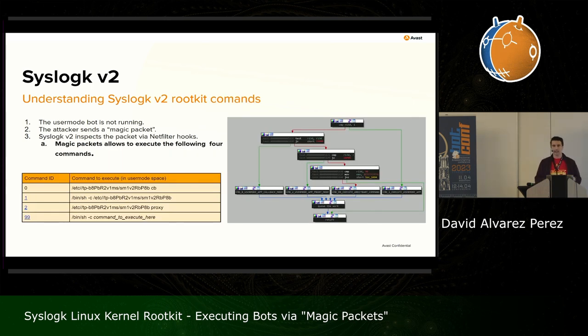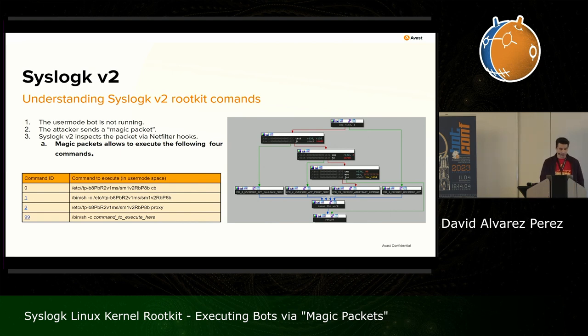Well, if we take a look at the disassembly of the nfin pro hook on a filter hook, we can see that it parses the magic packets, and in case the magic packet fits some requirements, it will execute the start check function that you can see at the right margin of the screen. What this function does is it receives in the SE register of the processor the command ID of the command to be executed in the system. And it executes this command in user mode space.